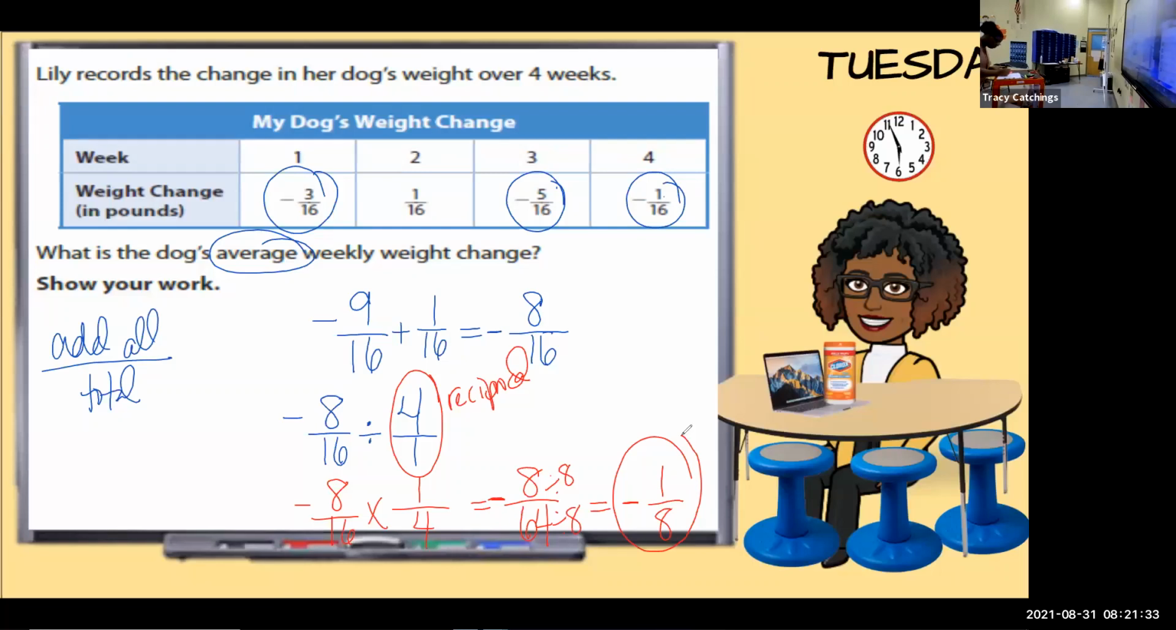Any questions about it? All right, good job, fellas. You all looking good this morning. So I take it we have remembered how to multiply and divide.